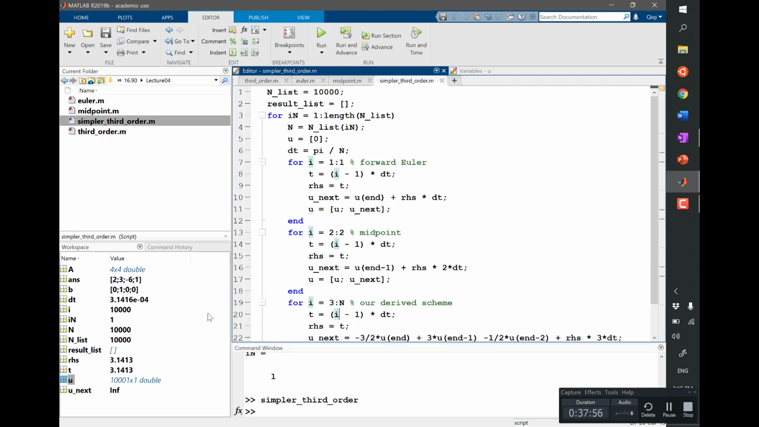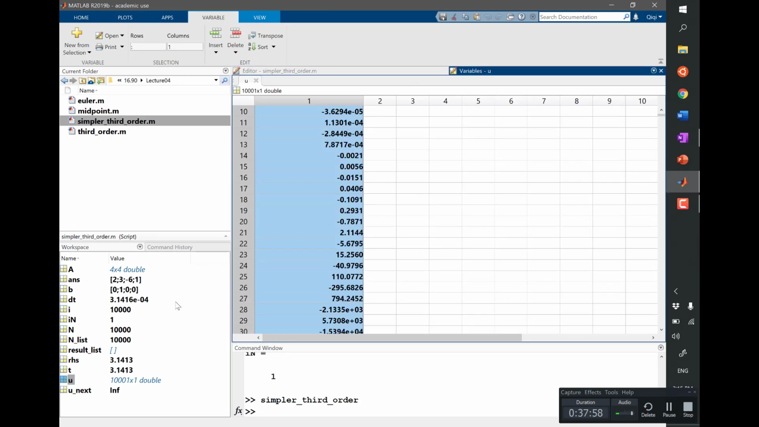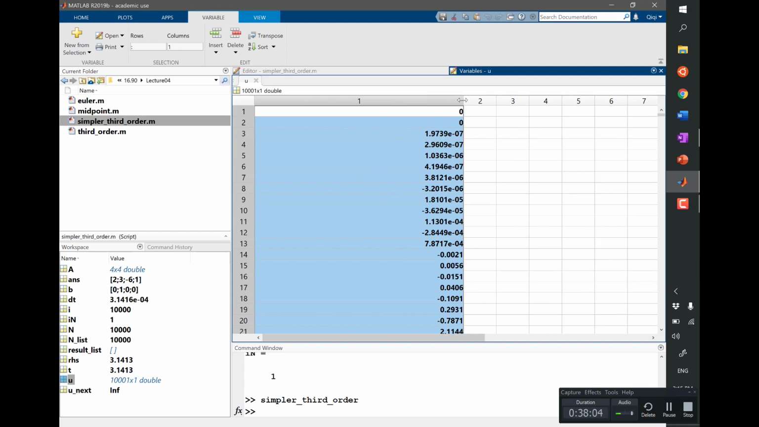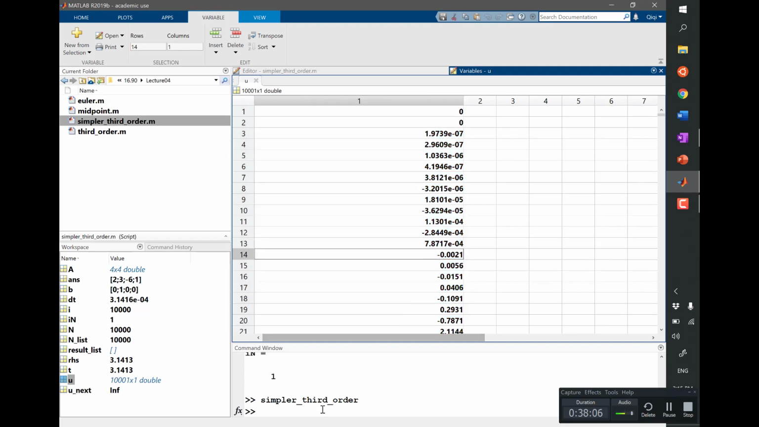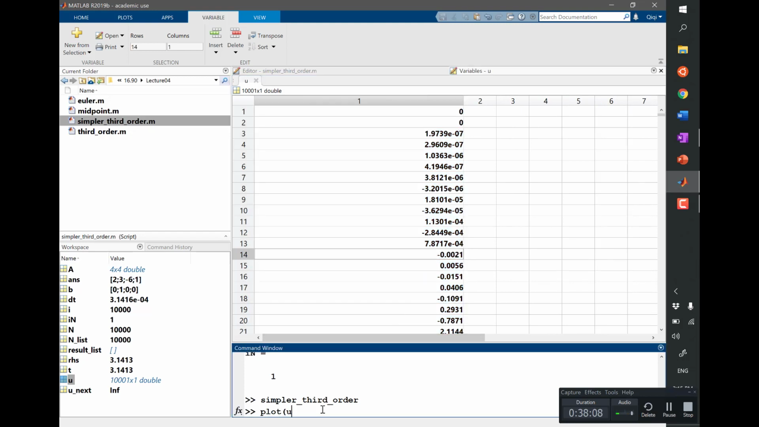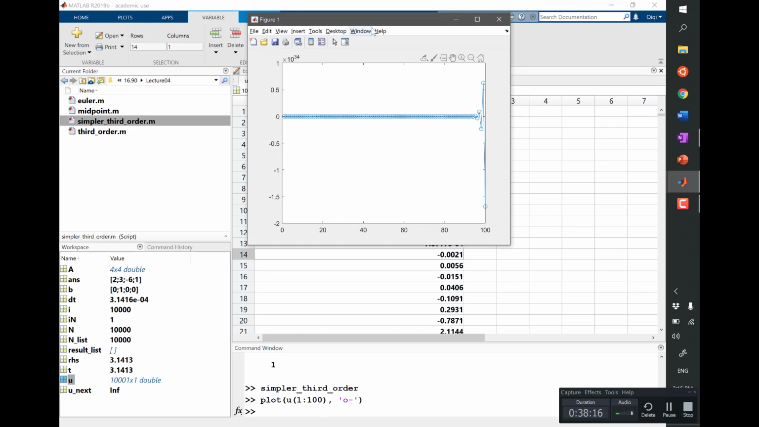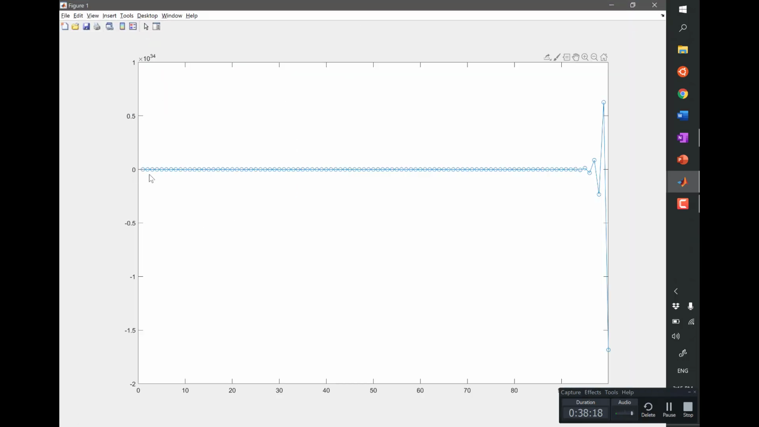Now I run it. I have my u. Okay. I think I did reproduce the problem, right? If I plot u, let me just do 1 to 100 and plot it. Okay. Yes, I did reproduce my problem. So you can see it goes up and down and up and down and goes pretty crazy. It's already 10 to the 34.